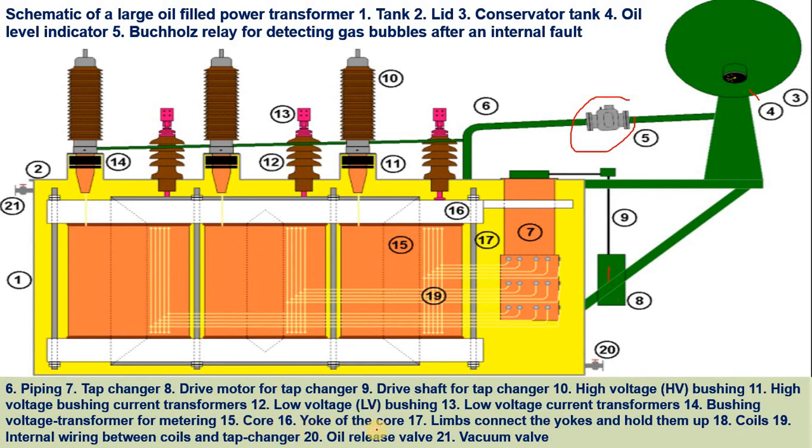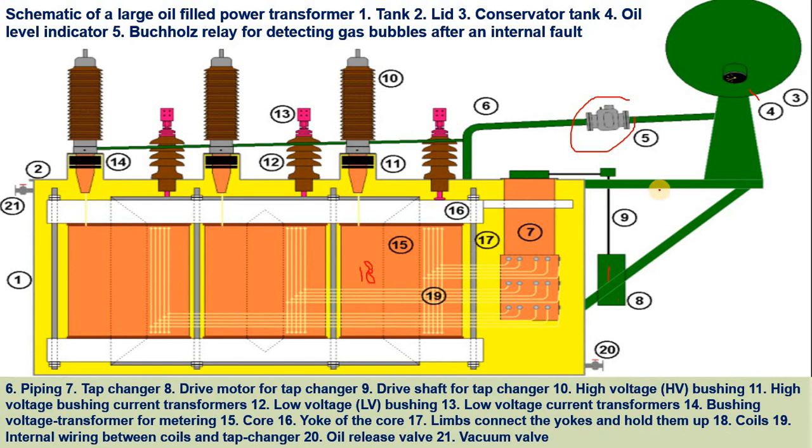The second is the yoke of the core. Number 17 is the limb connected to and hold up. Then number 18 is the coils. These are the coils over here. Okay, this is number 18. These are the coils over here.